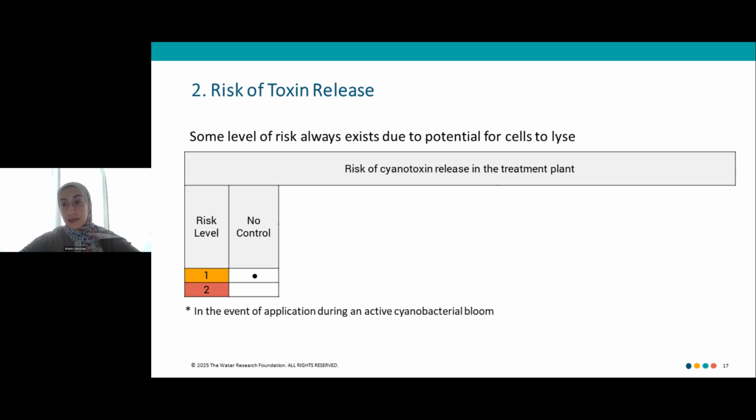So again, a table with risk level on the left side, but what's important to note here is the risk level starts at level 1 and not 0 as the first ones that we had.